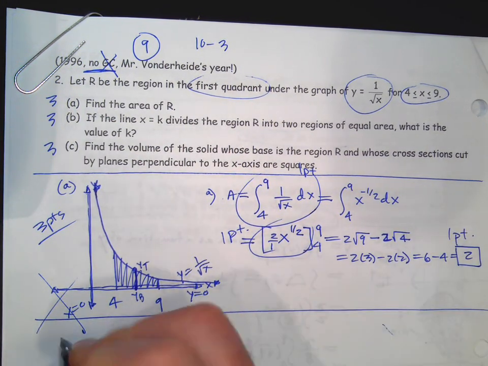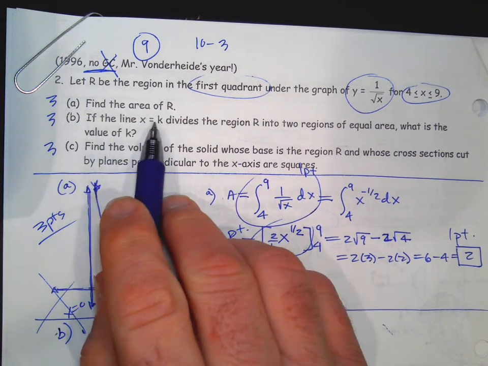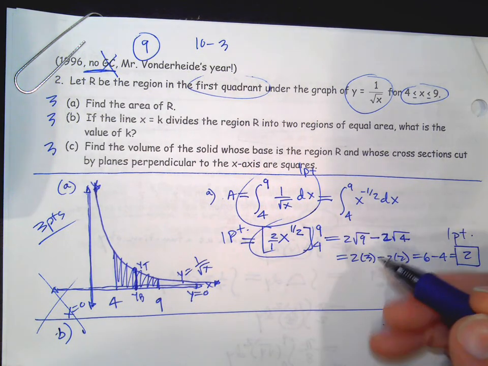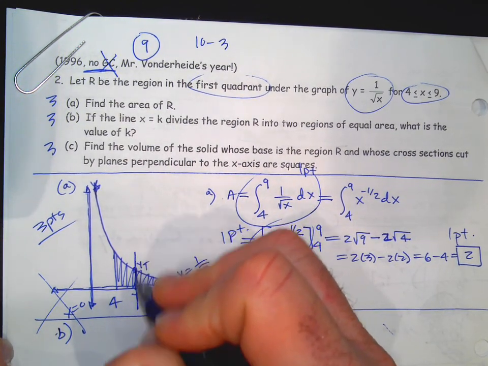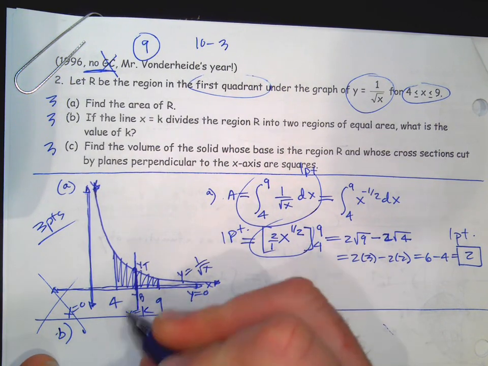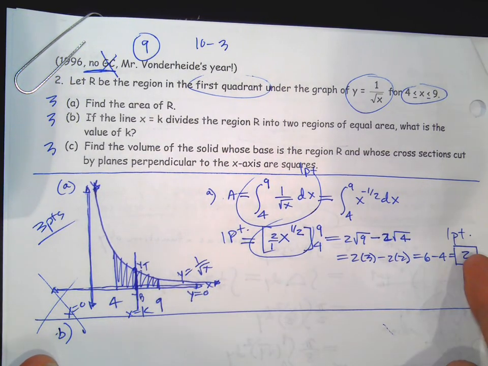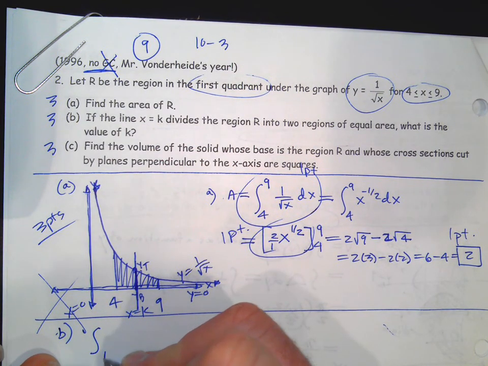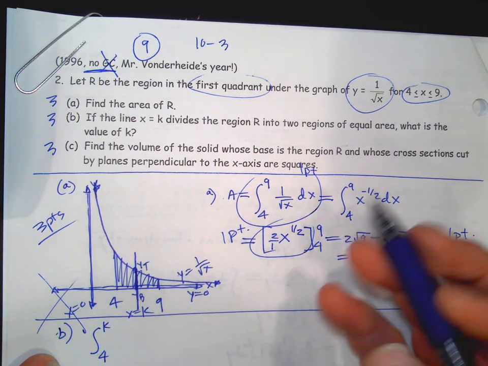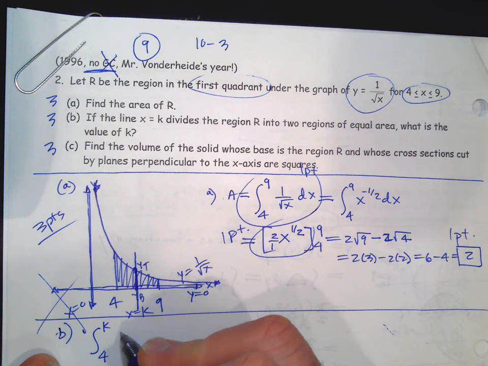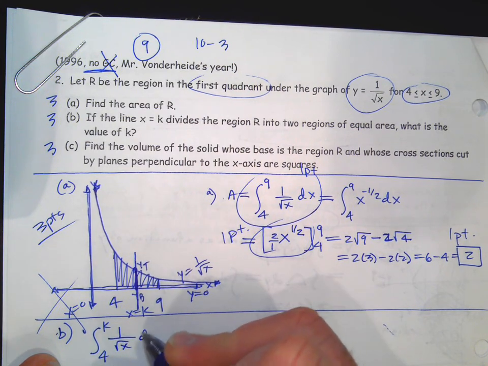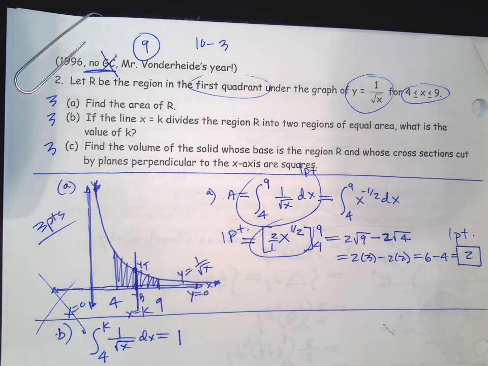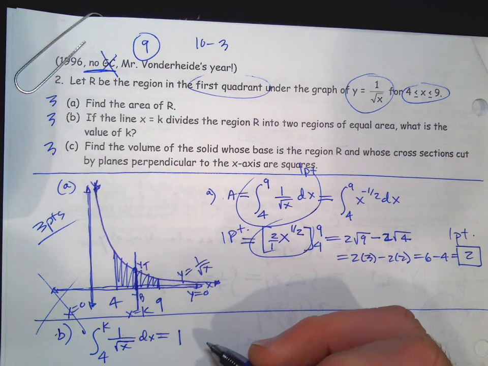Part B says, if line x equals k divides R into 2 regions of equal area, what is the value of k? Hey, we were doing this on the first homework of this chapter. So I'm going to say, okay, well, x equals k. We found the total area already. Half of that's 1. So we want to set up an integral. You could either do 4 to k or k to 9. 4 to k seems a little better to me. Small numbers. And we're going to set it equal to half of the area. Now, just setting that up, that's worth a point.